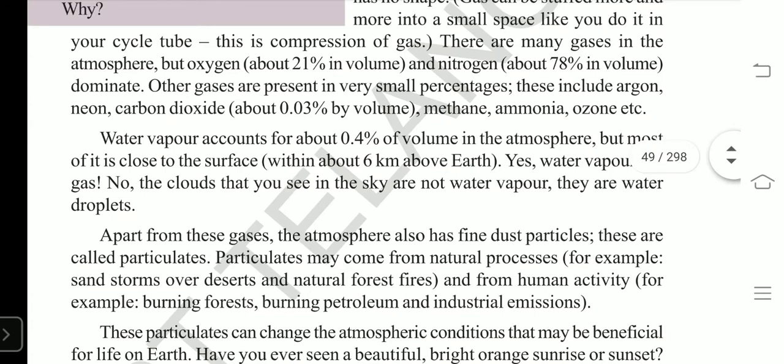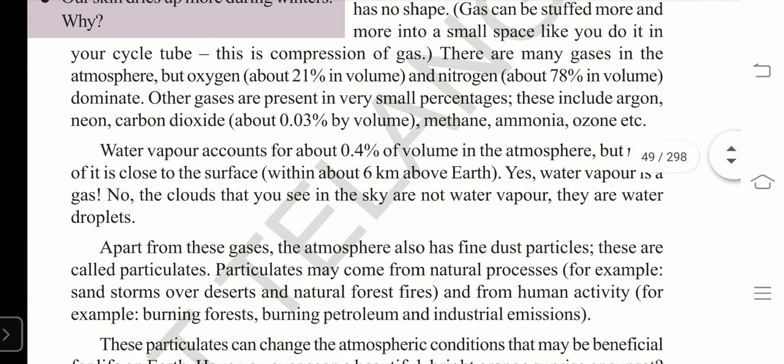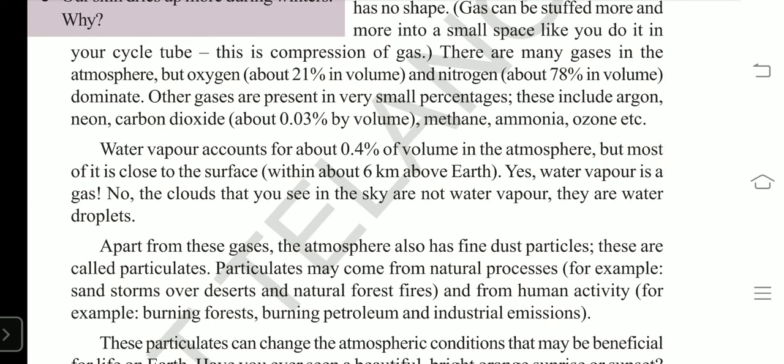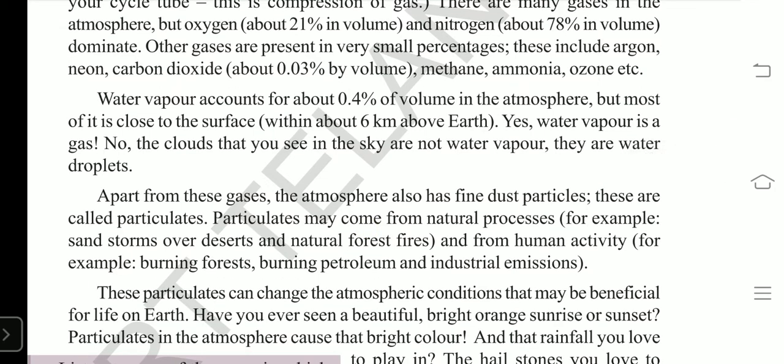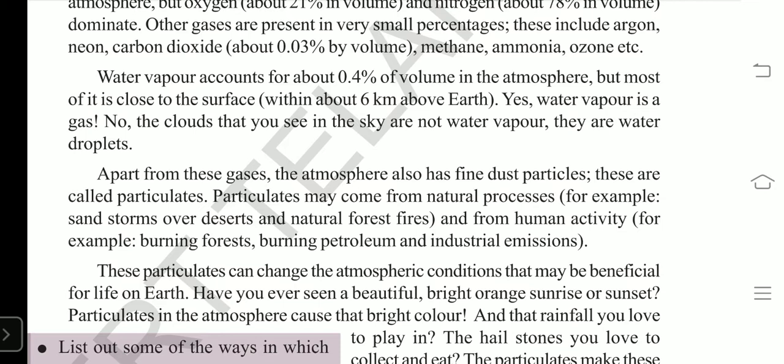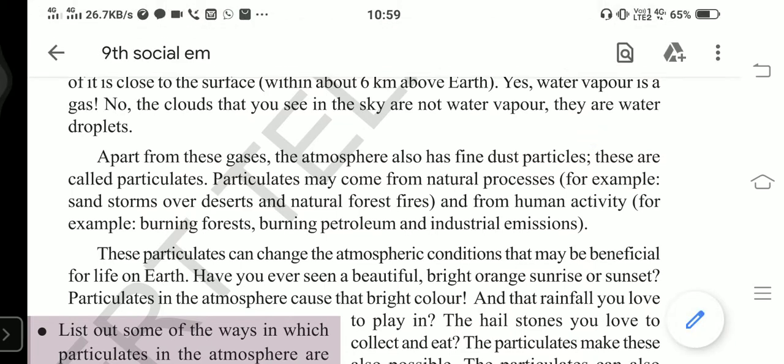Understand? Apart from these gases, we find dust also in the atmosphere. These dust particles in the atmosphere we call particulates, right? These particulates come from different natural processes. When sandstorms take place over the desert area, sometimes we see that due to high temperature, some forest burns, right? So by natural forest fires, and by our human activities, when we burn something, right? Then pollution emitted from the vehicles, burning of the forest, when we burn the petroleum, when industries release their smoke into the air. From all these activities, we see particulates, that is dust particles, also in the atmosphere.